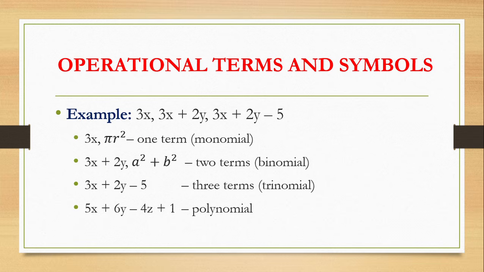So we also have here 3x is one term, a monomial. 2x plus 2y, that is a binomial. 3x plus 2y minus 5, that is a trinomial. And then 5x plus 6y minus 4z plus 1 is a polynomial. Tandaan nyo na pag sinabing mono, isa, binomial, dalawa, trinomial, tatlo, more than 3 that is called polynomial.